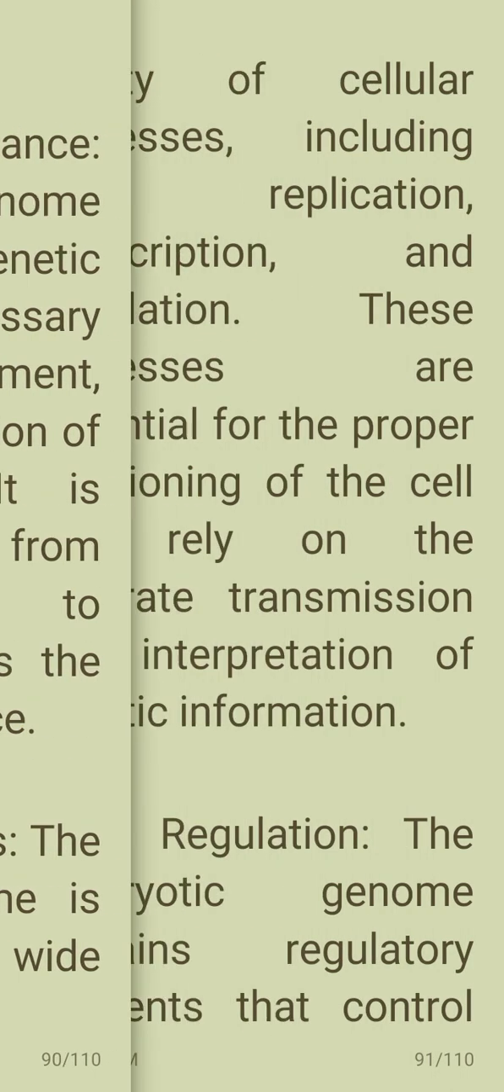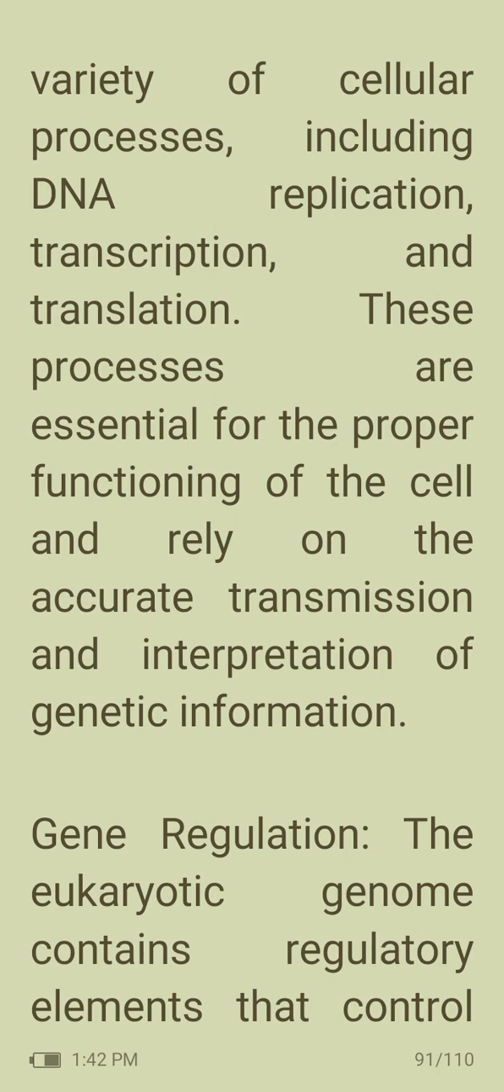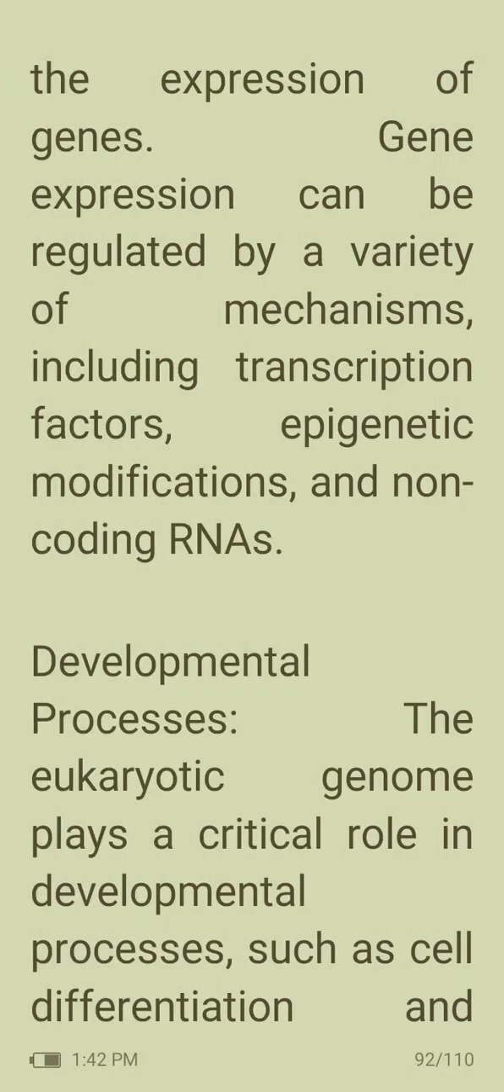The eukaryotic genome is involved in a variety of cellular processes including DNA replication, transcription, and translation. These processes are essential for the proper functioning of the cell and rely on the accurate transmission and interpretation of genetic information. Then gene regulation. The eukaryotic genome contains regulatory elements that control the expression of genes. Gene expression can be regulated by a variety of mechanisms including transcription factors, epigenetic modification, and non-coding RNAs.